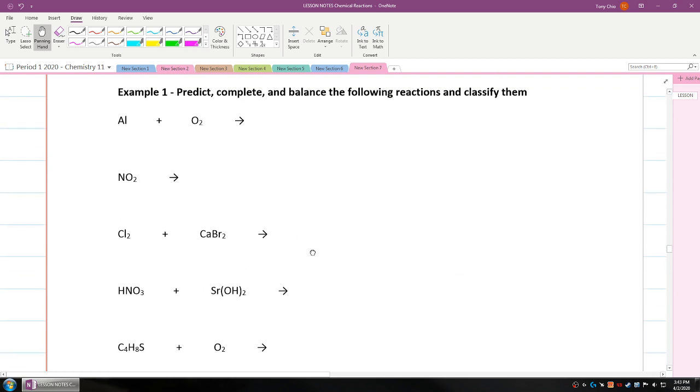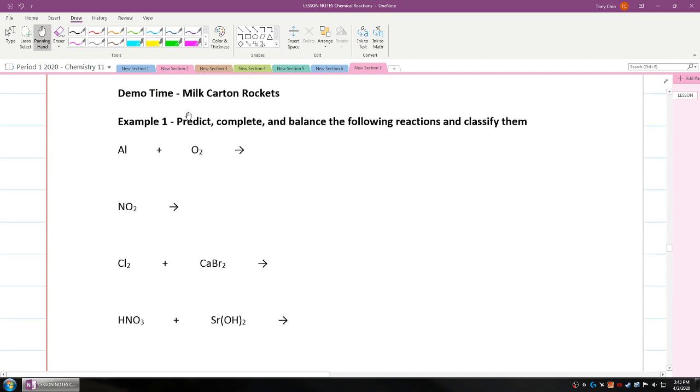So you're going to be given questions like this. And sometimes the question can ask you to predict what type of reaction it is. Complete the reaction, what will the products be? And then balance the following reactions as well. So let's take a look at the first one.